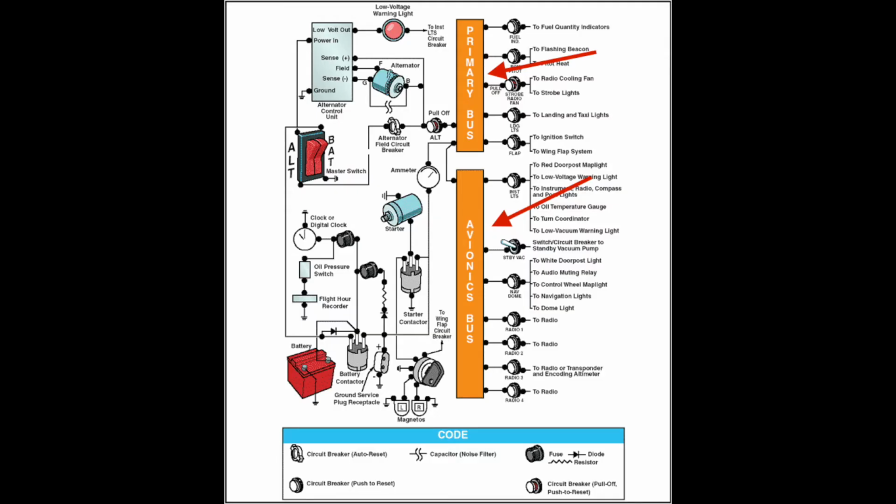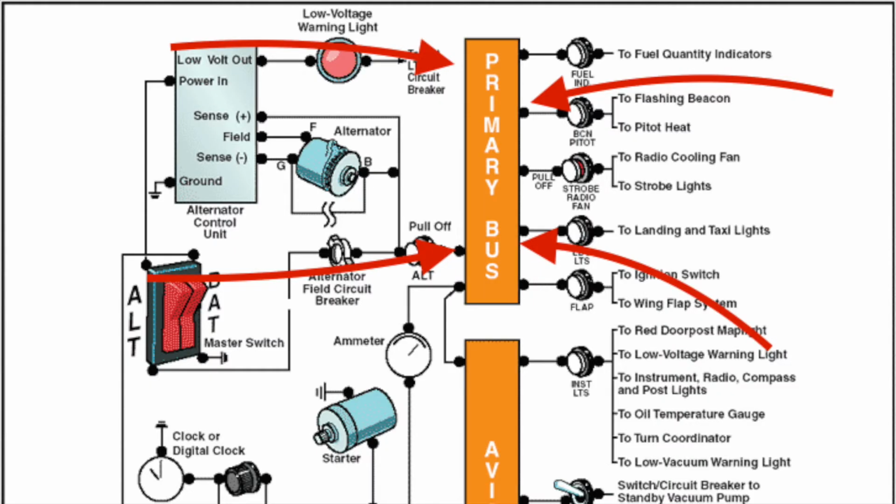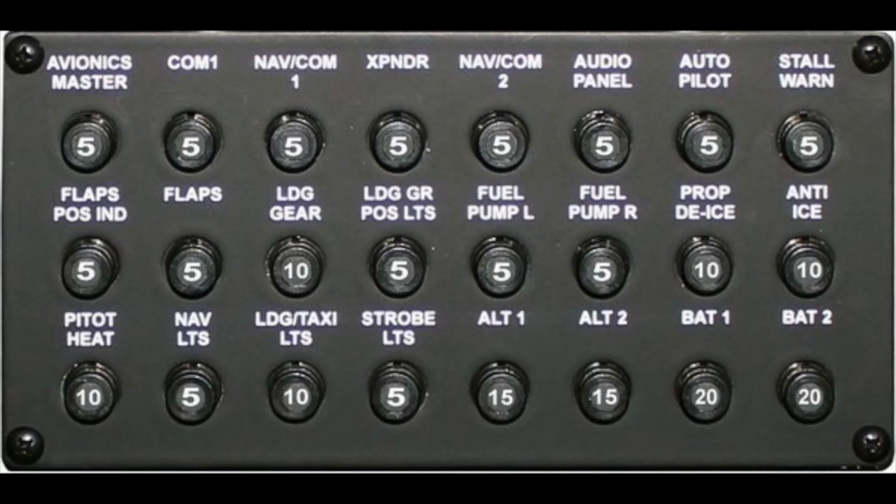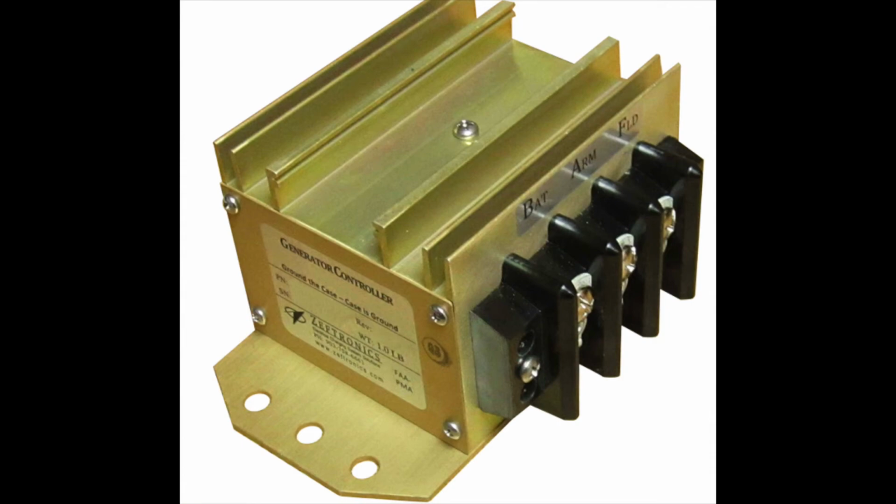Buses group different components together that use similar amounts of electricity. For example, there is a primary bus for essential equipment such as lights and flaps, and there is an avionics bus for computerized instruments in the cockpit. Planes may have one or many buses. The power in a bus must be controlled strictly to prevent accident. A voltage regulator regulates power in the buses.